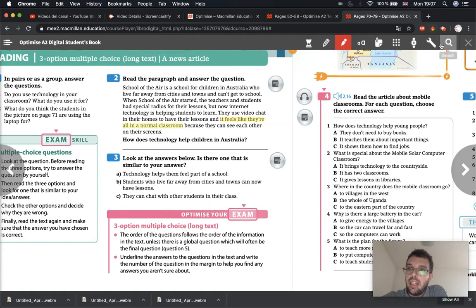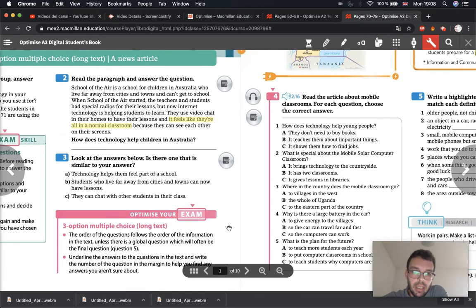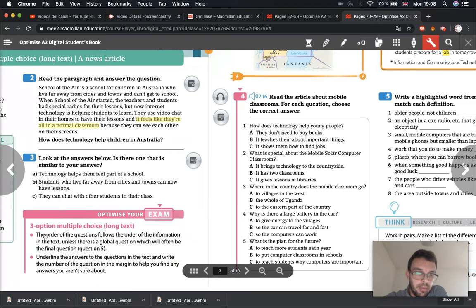Now, that's not the only way to get the right answer. Obviously, we still need to look for the answers in the text and underline things. Anyway, let's have a look. So, what does it say here?